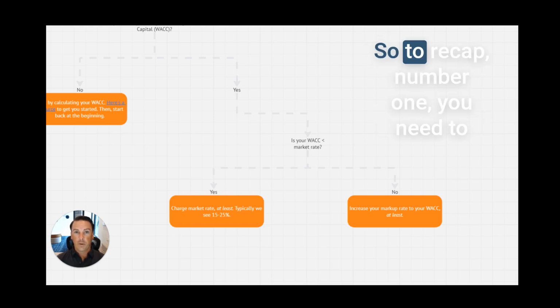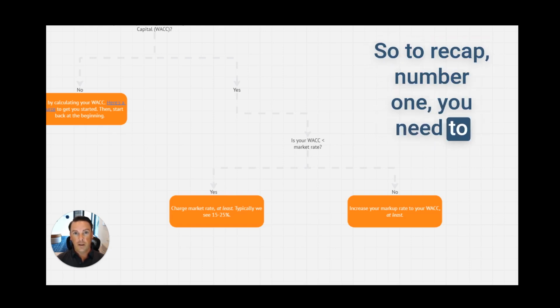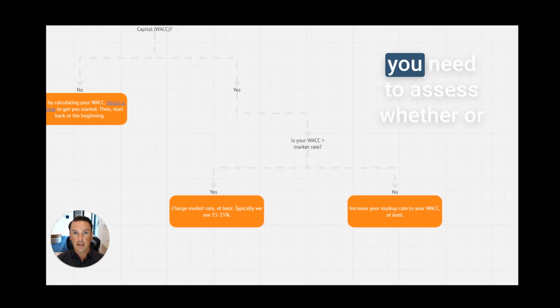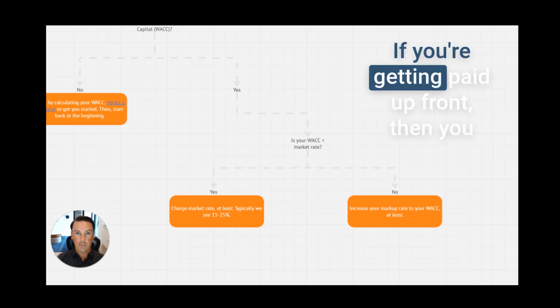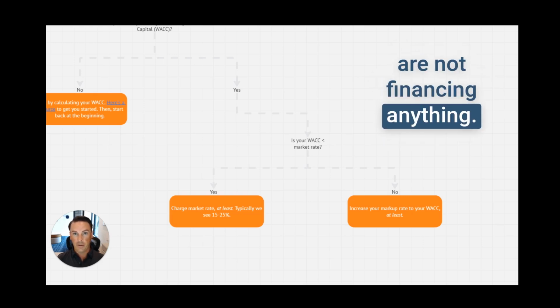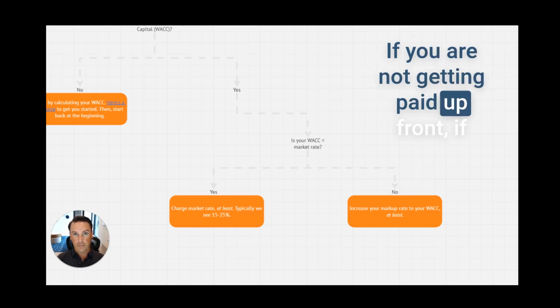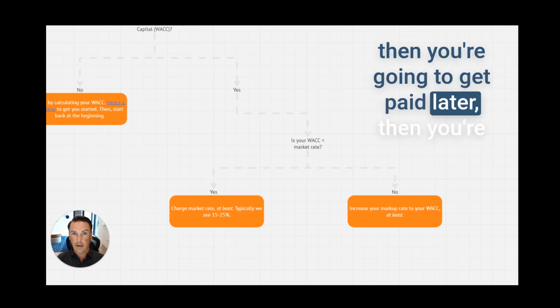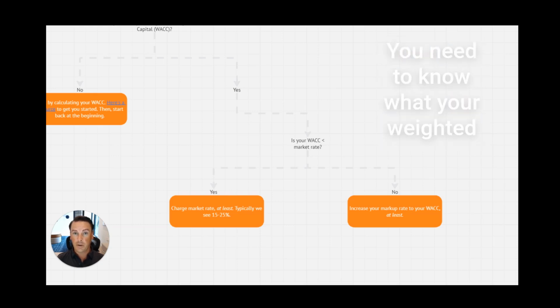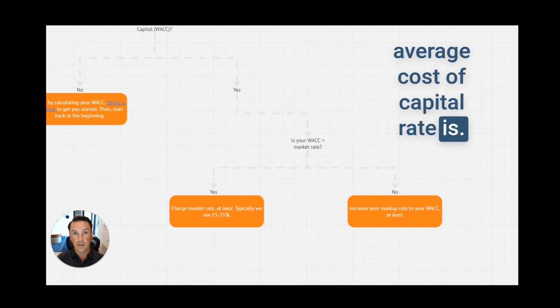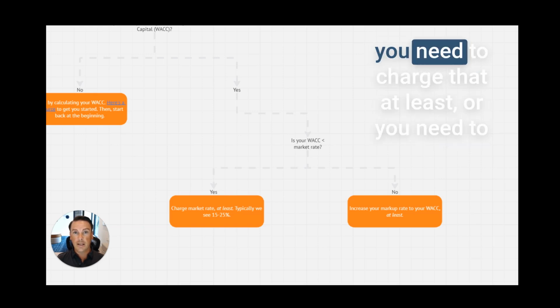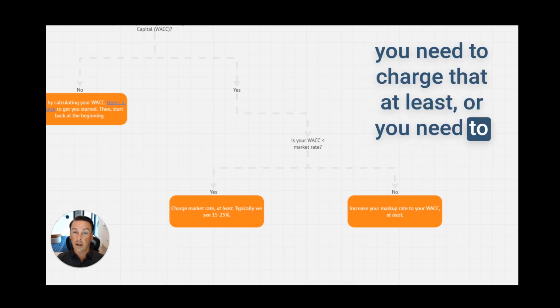So to recap, number one, you need to know what the market rate is, and you need to assess whether or not you're getting paid up front. If you're getting paid up front, then you are not financing anything. You can just charge whatever the markup rate is. If you are not getting paid up front, if you're invoicing for these things and going to get paid later, then you're financing on behalf of your customer. You need to know what your weighted average cost of capital is. You need to know what your hurdle rate is, and you need to charge that at least, or you need to understand that you're going to be losing some margin somewhere.